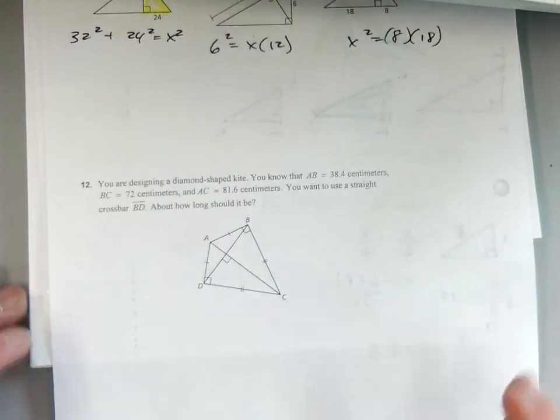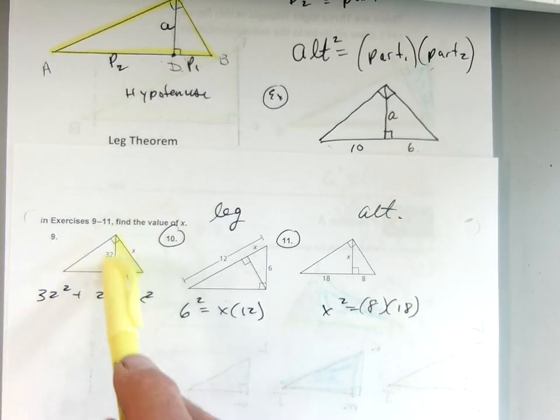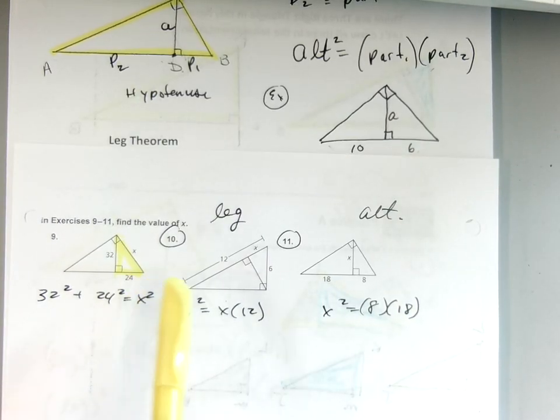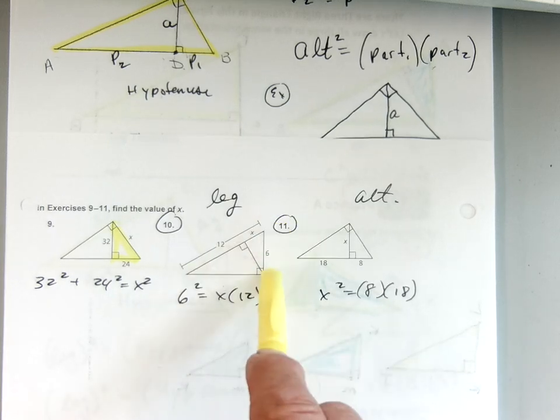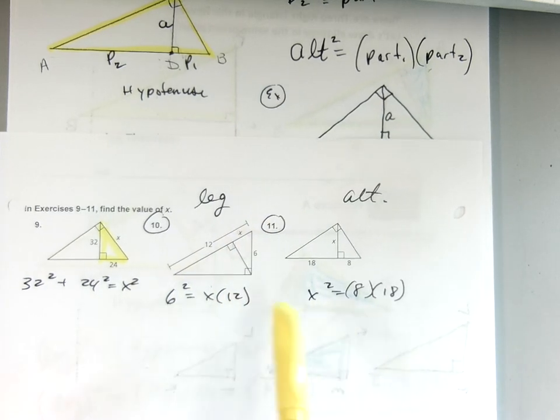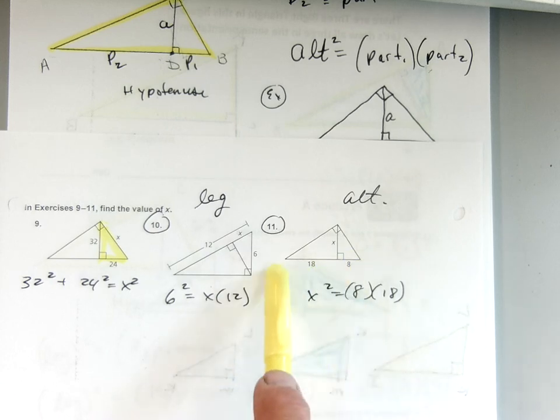And then on the back side, number 9, I noticed I could just use Pythagoras' theorem to find x. This one was the leg formula, 6 squared equals x times 12. And this is the altitude, x squared equals 18 times 8.